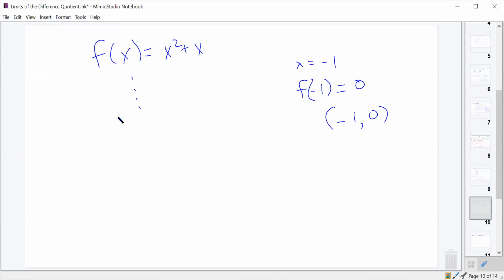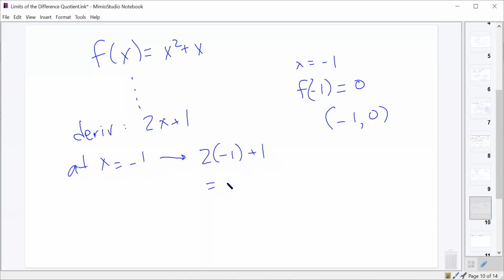And the derivative wouldn't change, right? Our derivative would still be 2x plus 1. And we would evaluate it at x equals -1, which would give us a slope of -1. y minus 0 equals -1 times x minus -1.